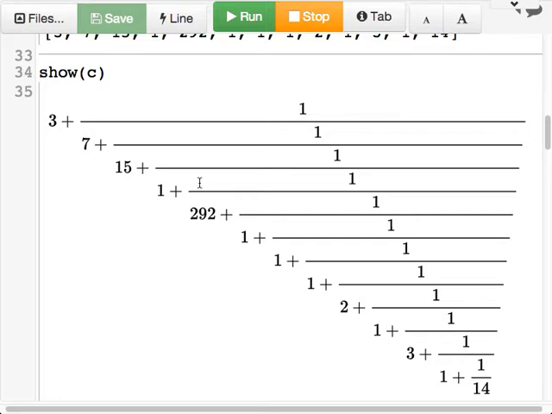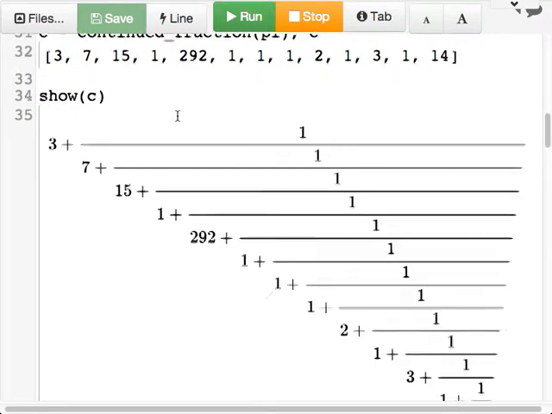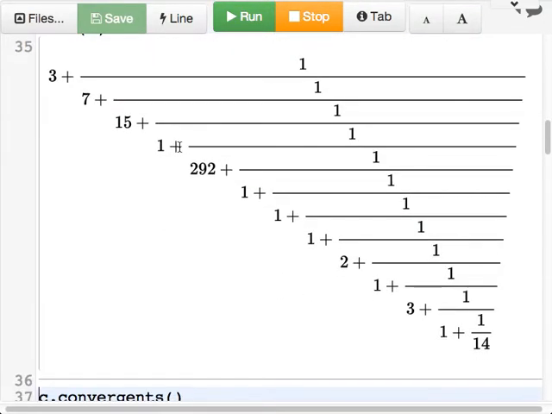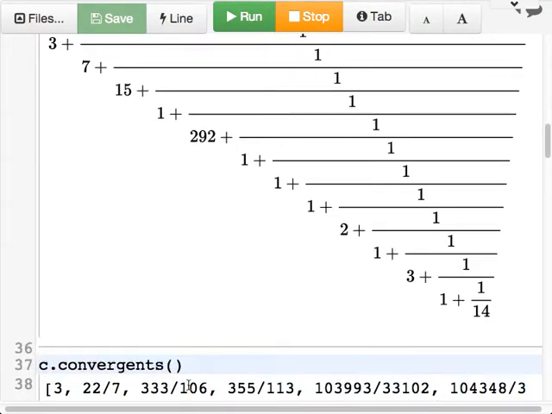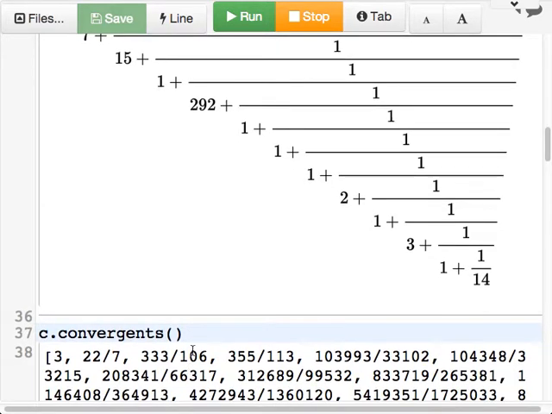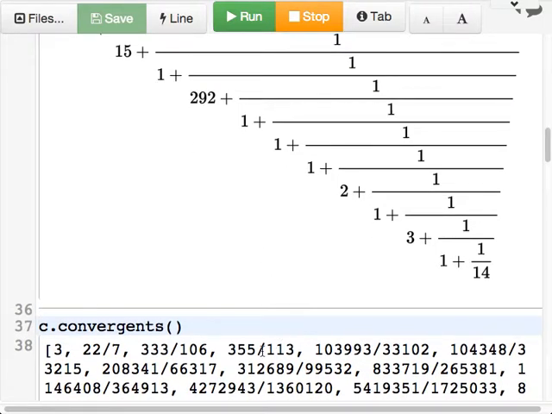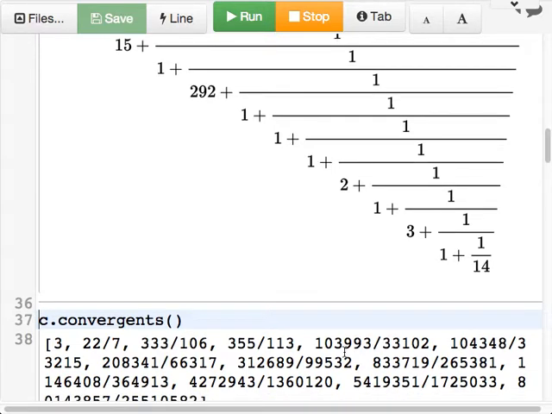So the first convergent is just 3. Then next, if you forget about everything after the 7, it's 3 plus 1 over 7. And that's 22 sevenths, which is another famous approximation for pi. If you then forget everything after the 15, you'll get another approximation for pi, and that's the number right here under convergents, 333 over 106. If you forget everything after the next one, then you get this convergent, etc. So these are better and better approximations for pi. That's what these convergents are.